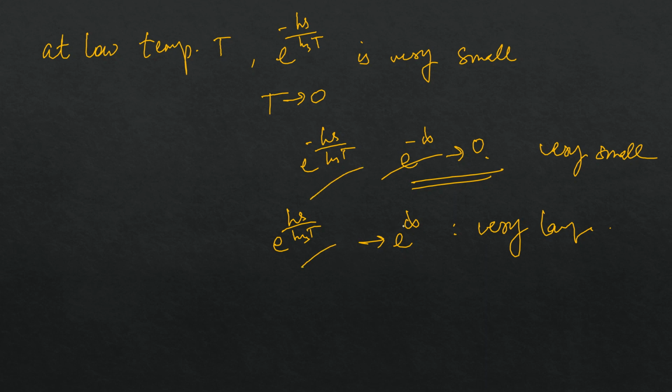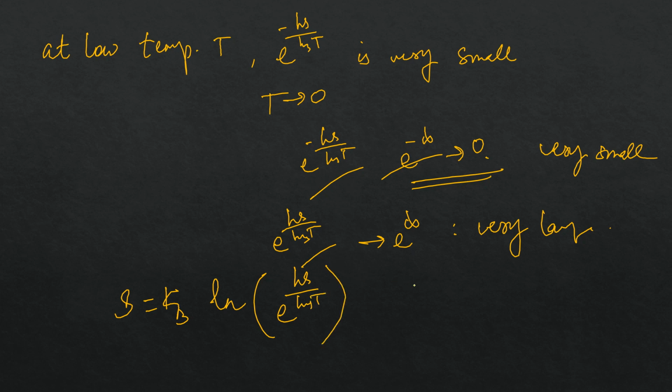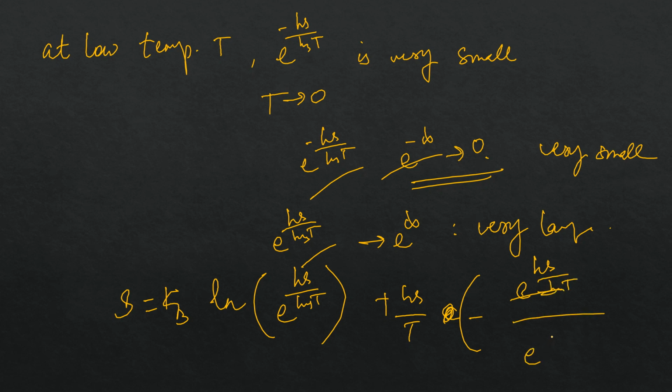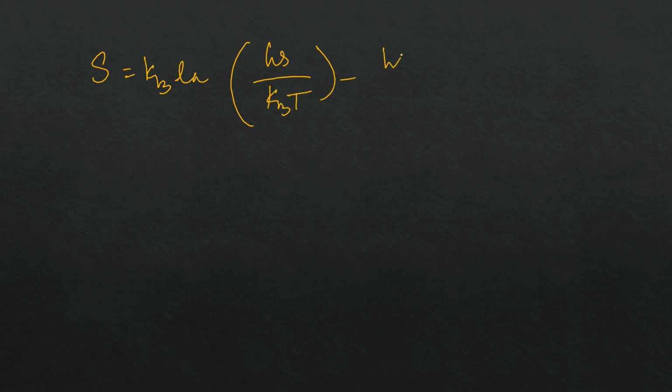So I ignore the small term and use the large term. That will give me S is equal to kB ln e to the power HS by kBT, plus HS by T e to the power HS by kBT in the upper part, divided by e to the power HS by kBT in the denominator. So this cancels out and becomes 1. So S is equal to kB ln of e to the power HS by kBT, plus HS by T.